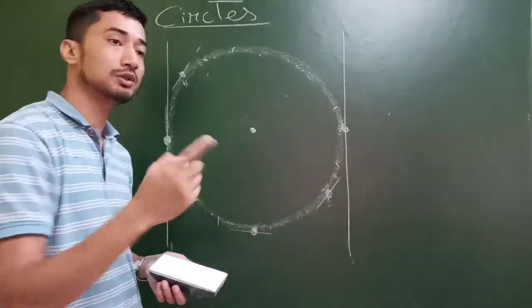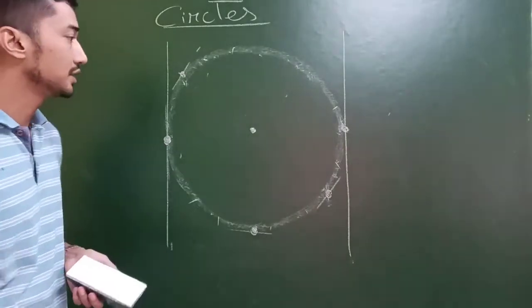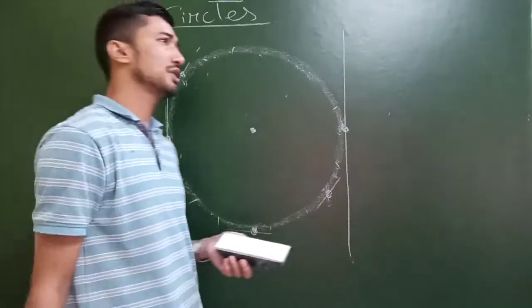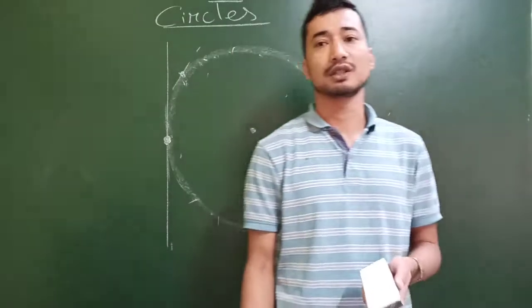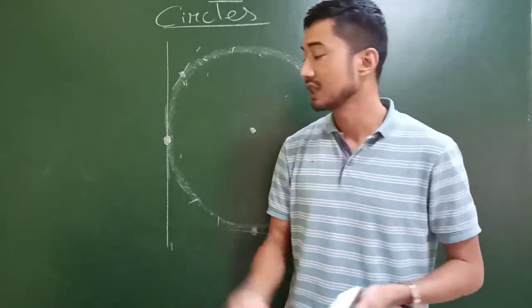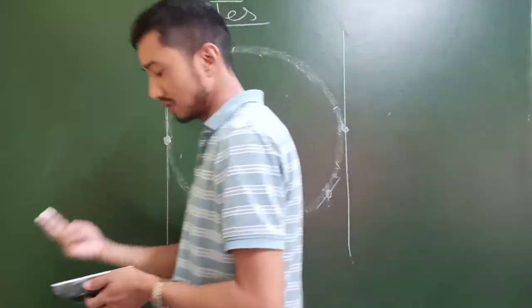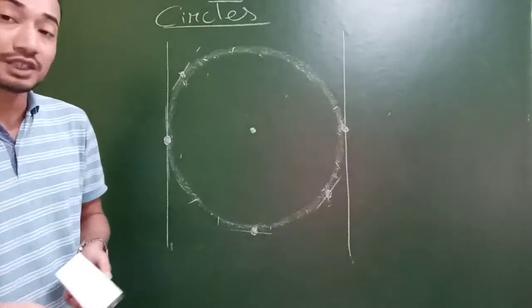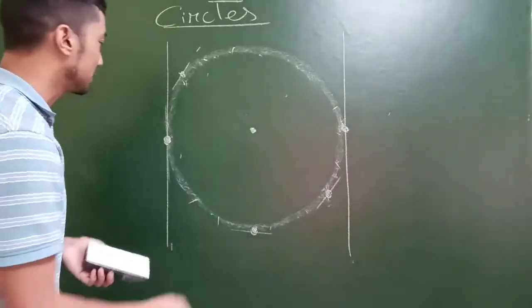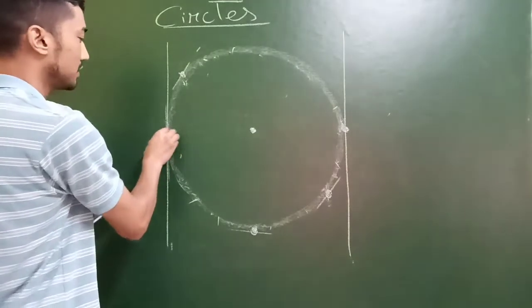But I want you to be actively involved. Now the question can be, how many parallel tangents can we draw to a circle? We can have only two parallel tangents that we can draw to a circle. Next activity will be: mark the points of contact. Okay, mark the points of contact.